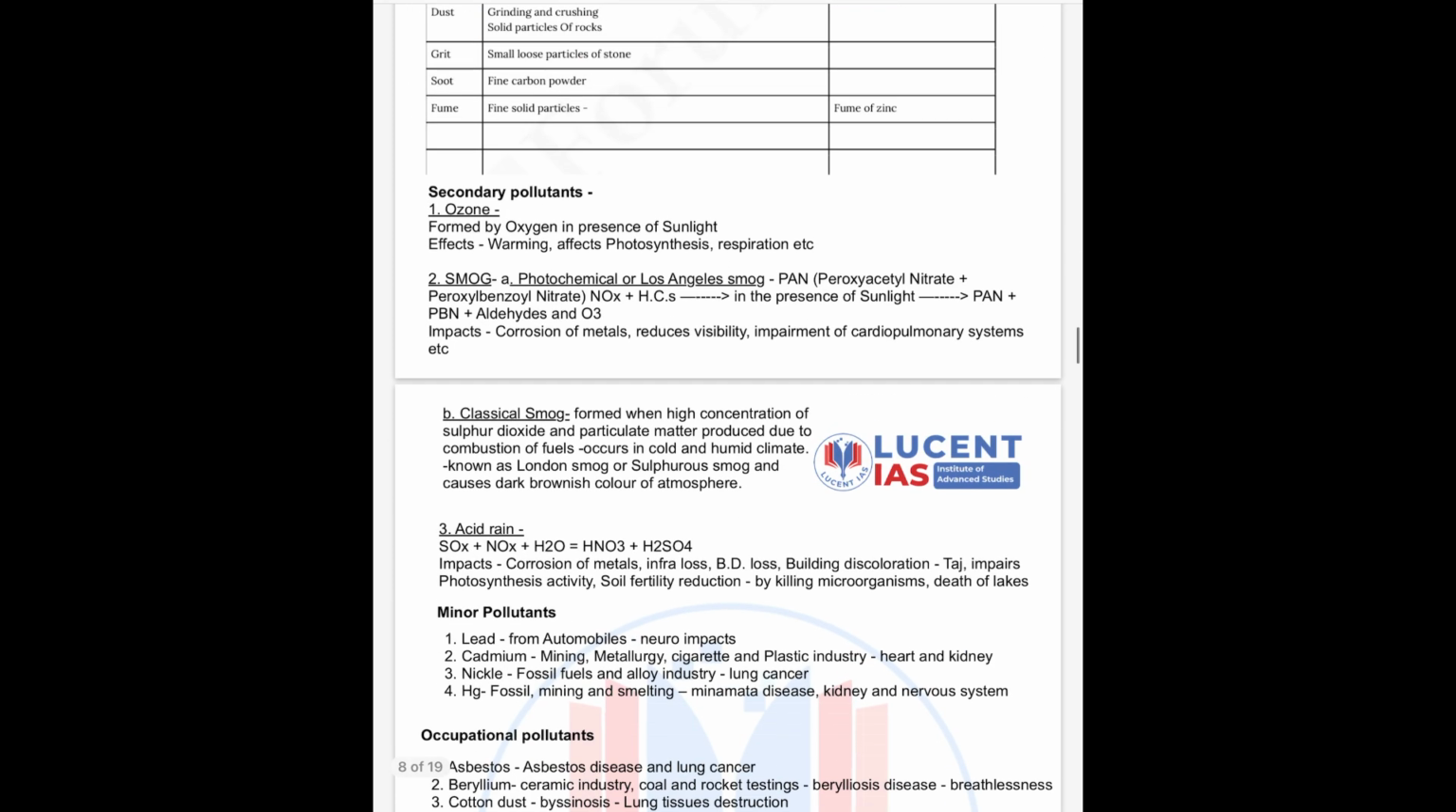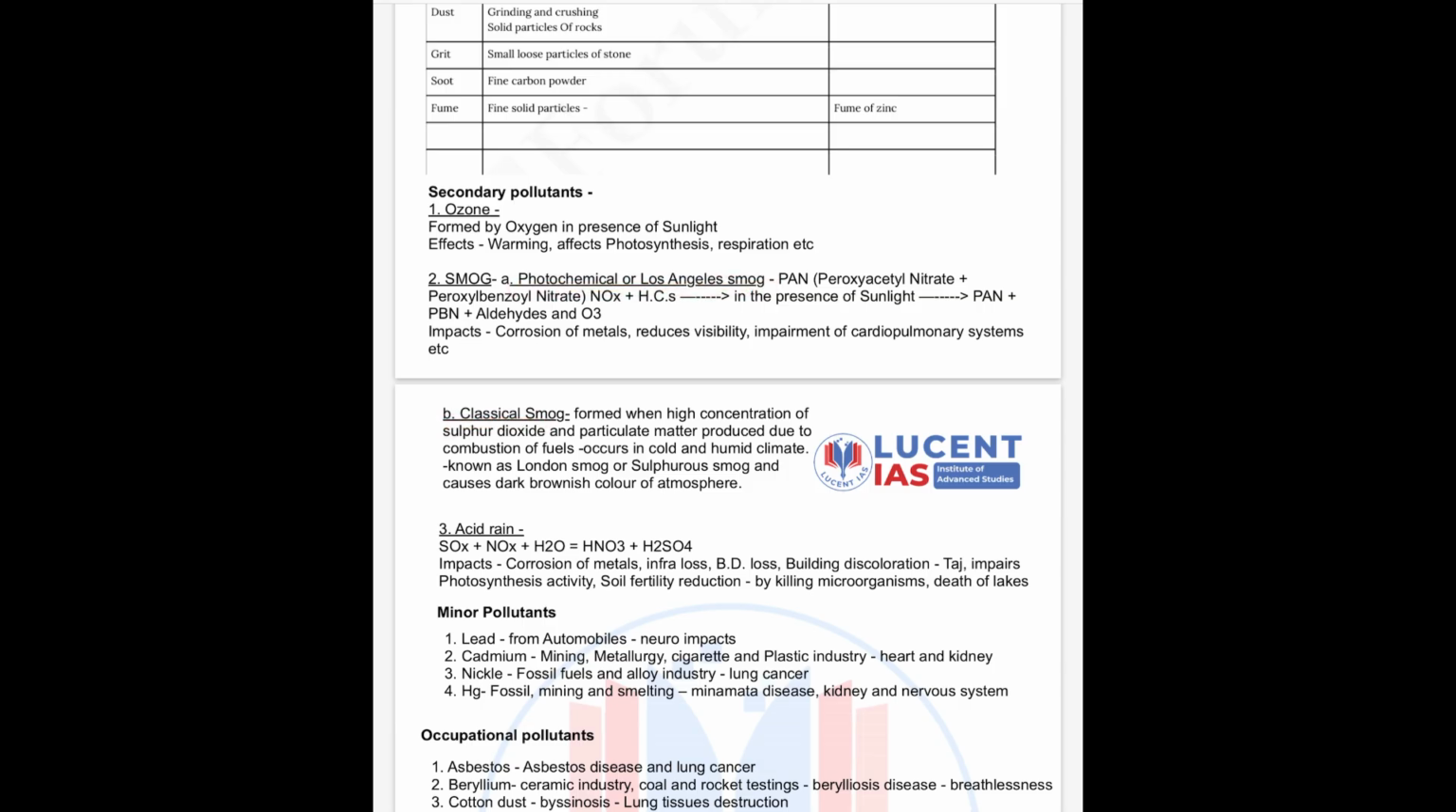Then next, let us see secondary pollutants. What are secondary pollutants? One is ozone, formed from oxygen in the presence of sunlight. What is the effect? Effects are warming, and it affects photosynthesis, respiration, etc. Then next is smog. There are two types of smog. One is photochemical smog, fog plus smoke. So there are two types of smog: one is the photochemical or Los Angeles smog, the other is the classical smog.